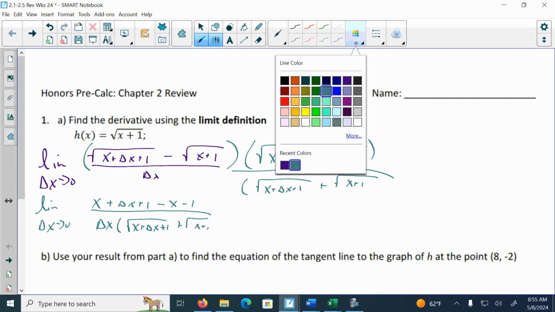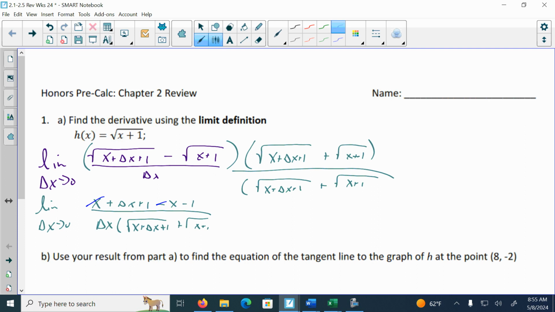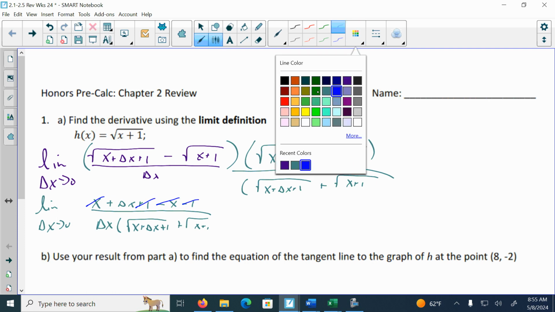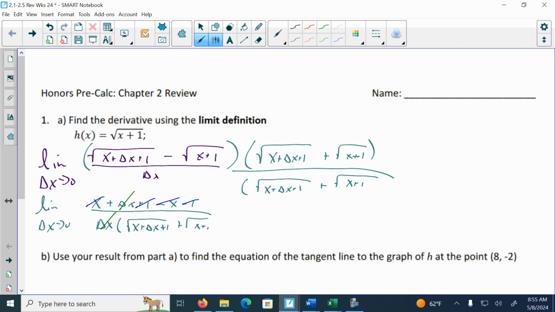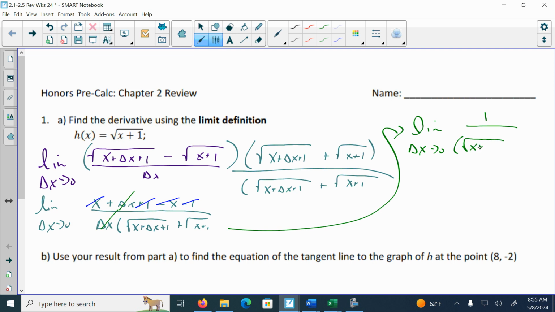Then in the numerator, the x's will equal 0, the 1's will equal 0, and I'm left with delta x over delta x. So those will also simplify. Here, I'm going to still be taking the limit as delta x approaches 0. I'm going to have a 1 in my numerator, and then I'm going to have the square root of x plus 1, plus in place of delta x, I'm going to write 0.